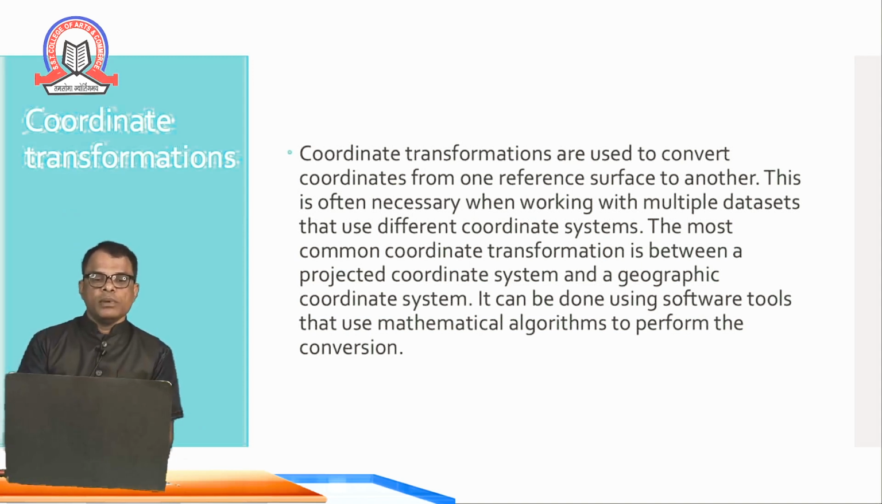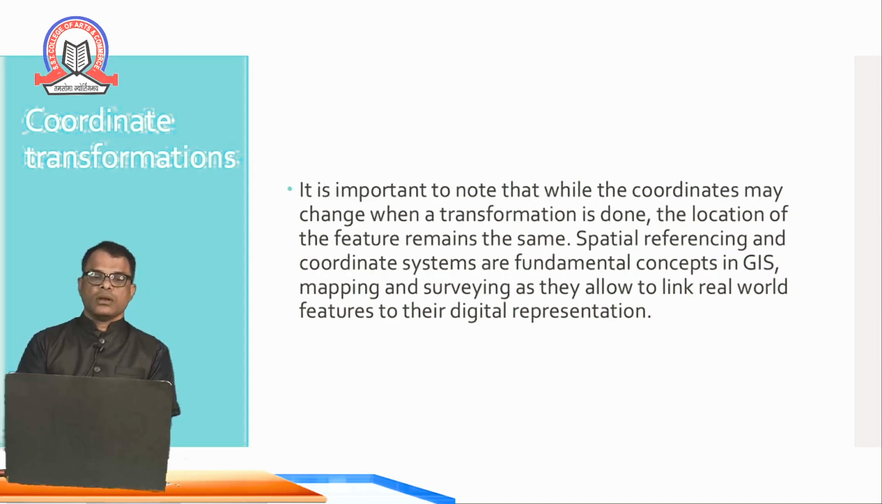The most common coordinate transformation is between a projected coordinate system and a geographic coordinate system. It can be done using software tools that use mathematical algorithms to perform the conversion. It is important to note that while the coordinates may change when a transformation is done, the location of the feature remains the same. So even if you do the transformation, the location of the feature is not going to change.